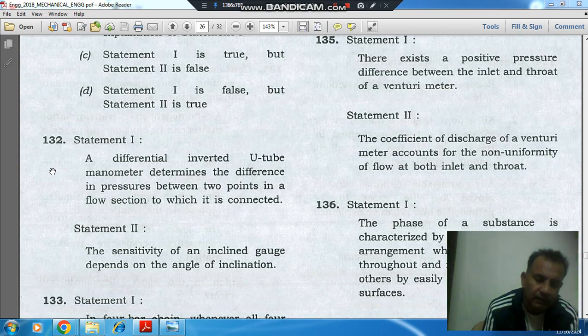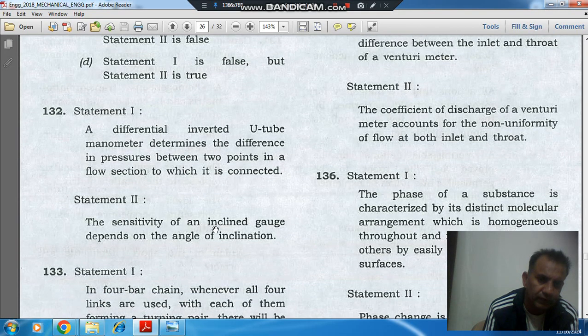Hello, welcome again. We are solving Engineering Services 3 2018 Mechanical Engineering paper. Question number 132. Statement 1: A differential inverted U-tube manometer determines the difference in pressure between 2 points in a flow section to which it is connected. Statement 2: Sensitivity of an inclined gauge depends on the angle of inclination.